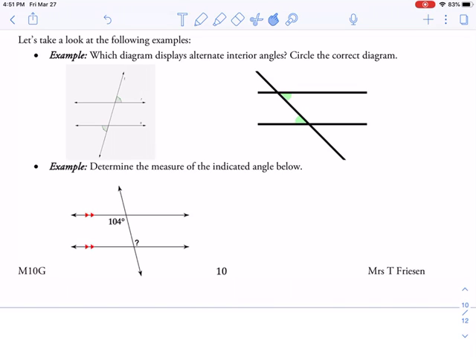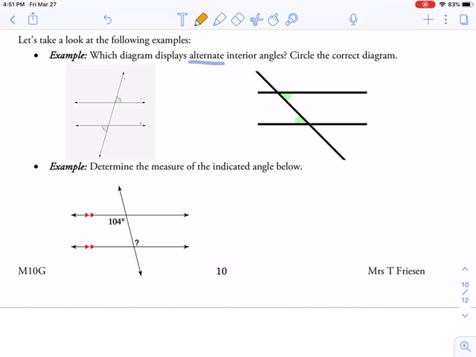So, which diagram displays alternate interior angles? Let's circle the correct diagram. So remember that alternate interior means that they need to be alternate, right? So they need to be one on the left, one on the right. You can see that's the case here, one on the left, one on the right, one on the left, and one on the right. Okay, so that is fulfilled.